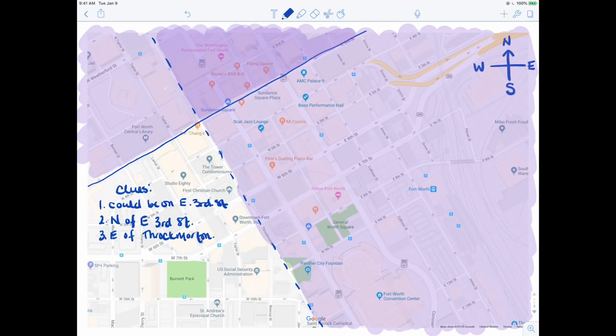Right, now where could I be? So identify three possible solutions. And so I see that I could be at Risky's, I could be at Flying Saucer, I could be at this restaurant or this restaurant, whatever that may be, right?